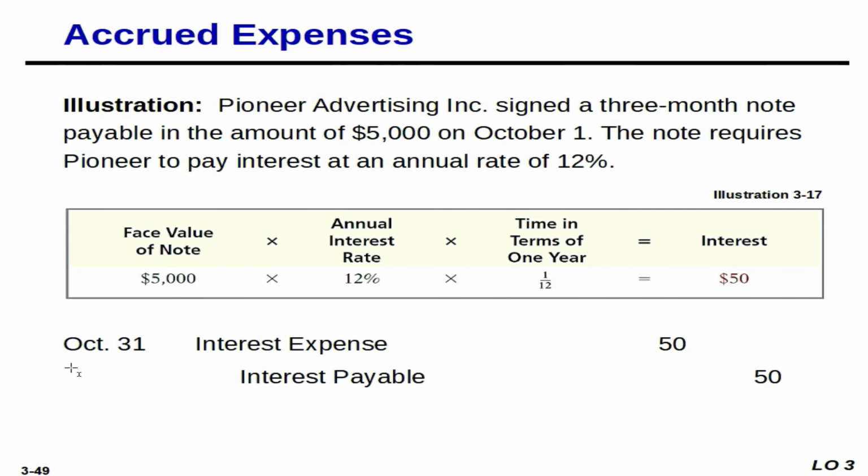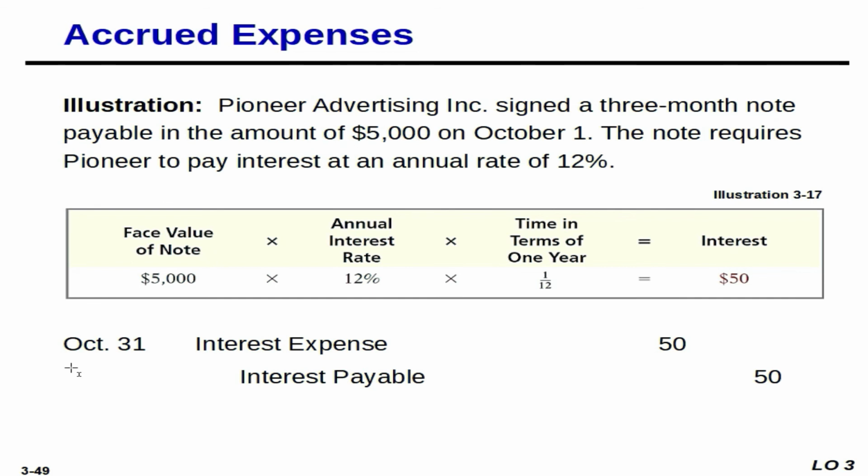To calculate the interest, you take the face value of the note, which is 5,000 in this case, times the annual interest rate, always multiplied by the interest rate first, which is 12%. And then you multiply that by time in terms of 1 year. In this case, at the end of October, 1 month has expired, so it's 1 divided by 12, which equals $50. So that is your accrual of this interest.